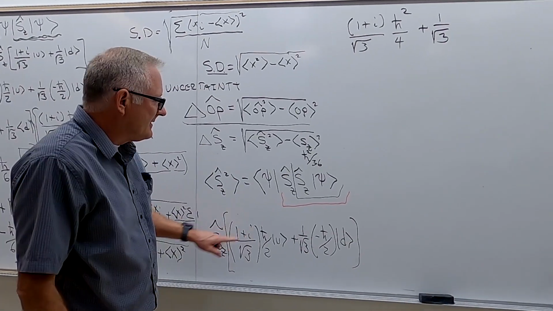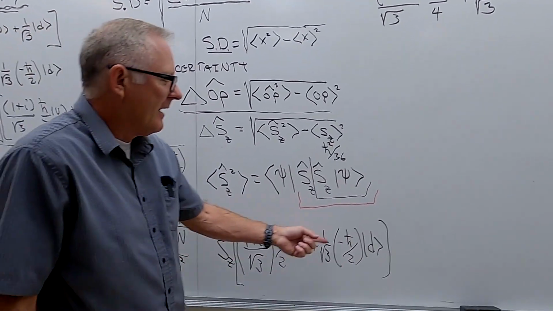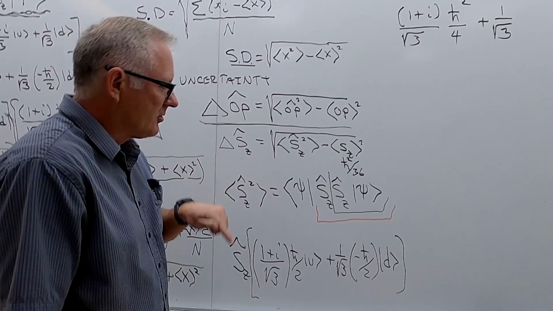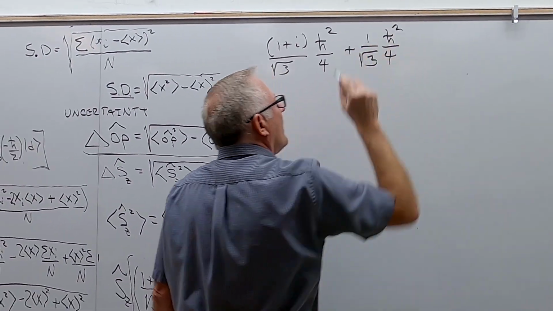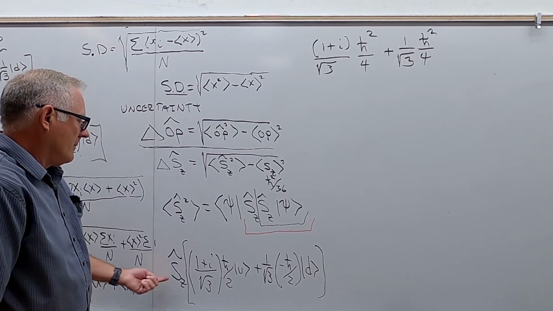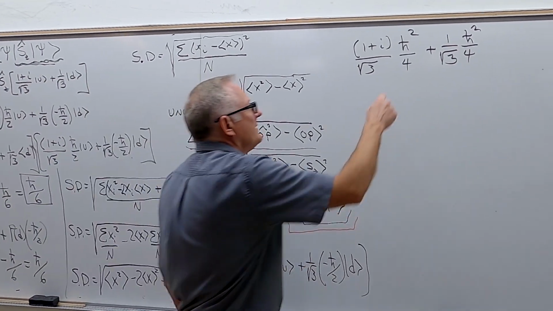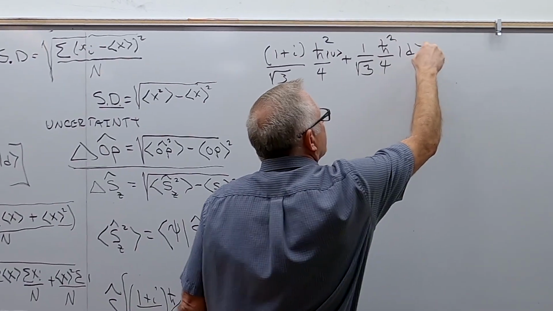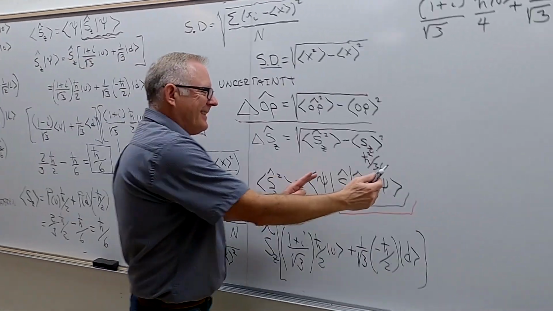Times, I got an S_z on the down, which gives me minus h bar over 2 down, and I already have another h bar over 2 down, so that's going to be a plus h bar squared over 4. I still got the up here, because S_z on up gave me h bar over 2 up, so I still have my up here, and I still have my down over there. Okay, so that much is this.